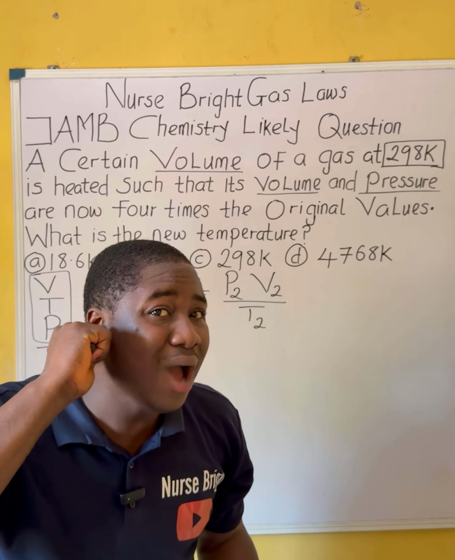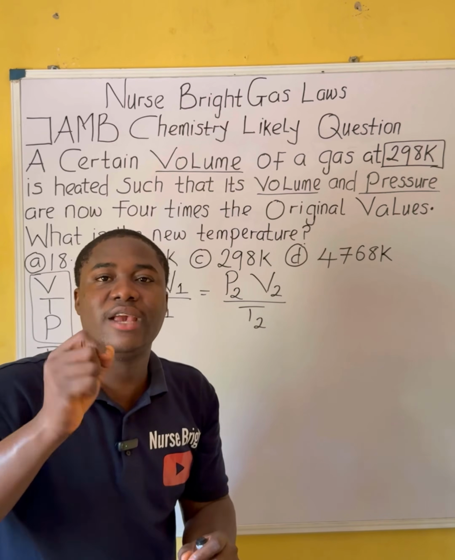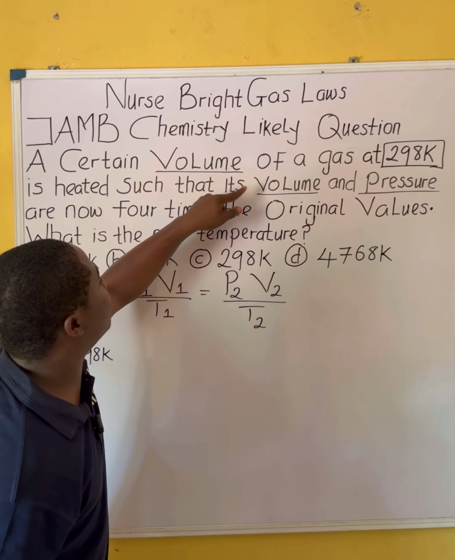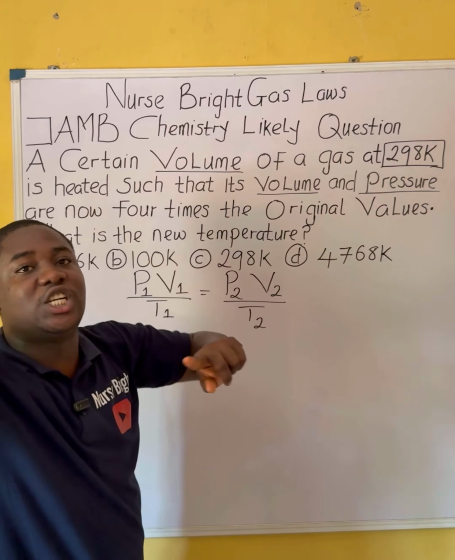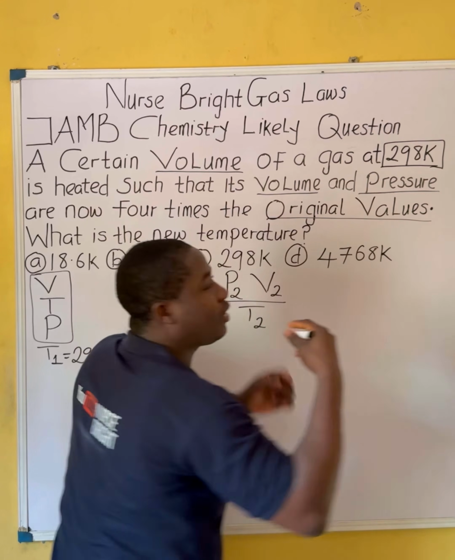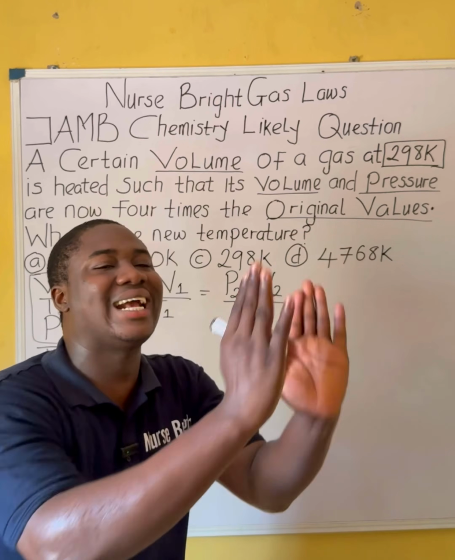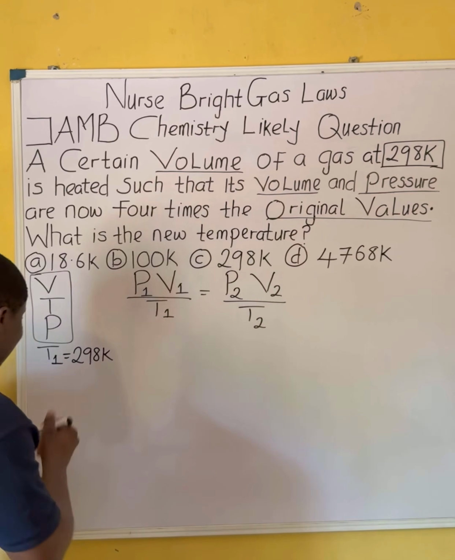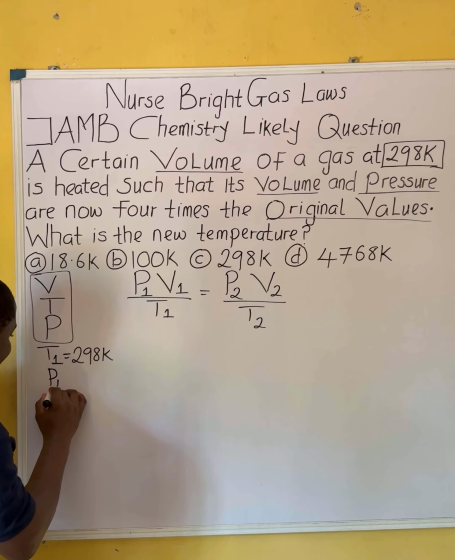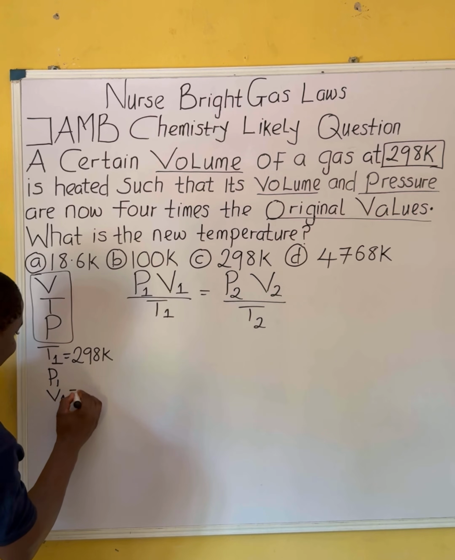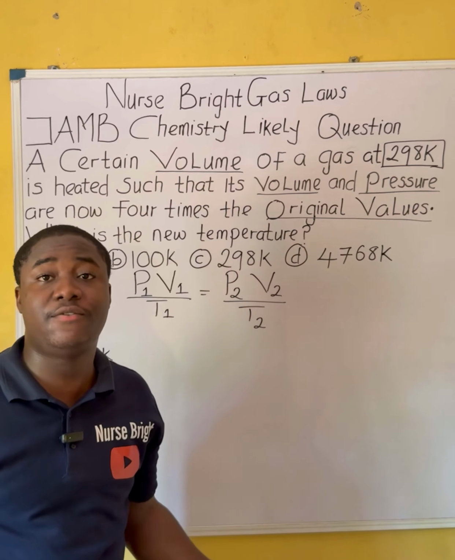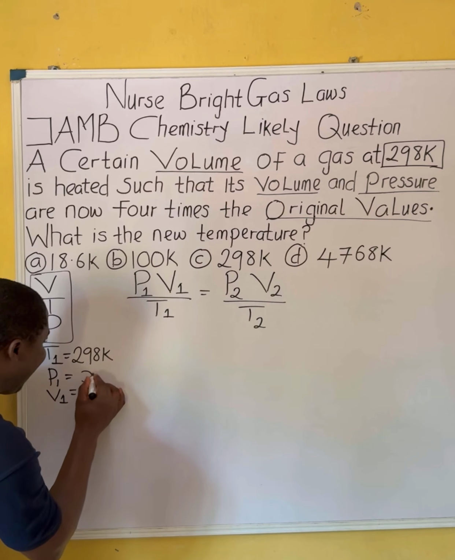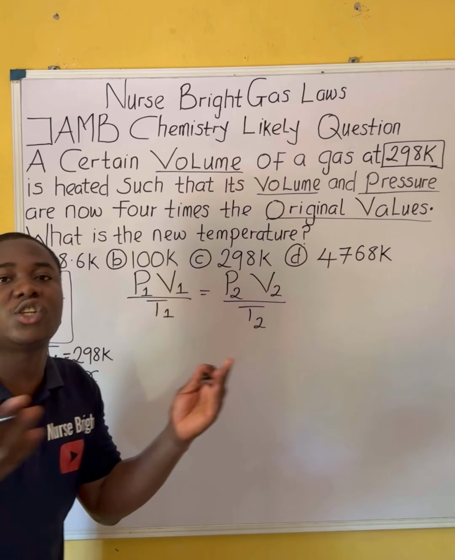Understanding is key. You have to understand what is happening. We were not given the initial volume and pressure. They just said that such that its volume and pressure are now 4 times the original. So the original values were not given. So since they did not give us directly the original values for the initial volume and pressure, this is what we do. Guys, listen. In this case, what becomes P1 and also what becomes V1? Class, listen. We were not given, so we simply call both of them X.